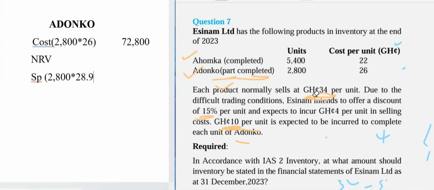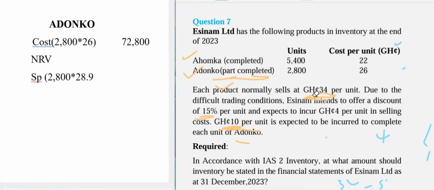But look at something. For Adonko, immediately we factor in the cost to complete, right? It means that we have converted it from work in progress to finished goods, because immediately you add the cost to complete, you have changed it from work in progress to finished goods. So you can now value it using the selling price of the finished good. Be very careful. In a question sometimes they can give you the work in progress and they will give you its selling price.